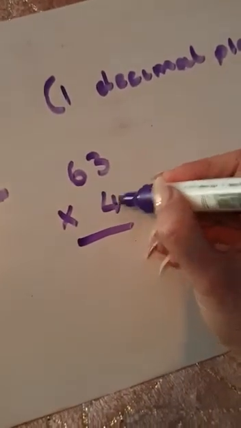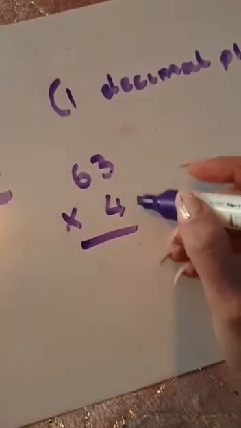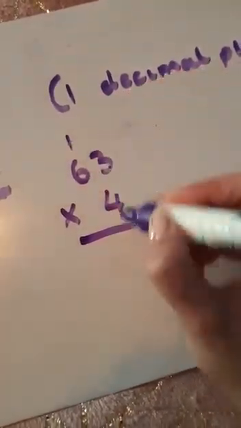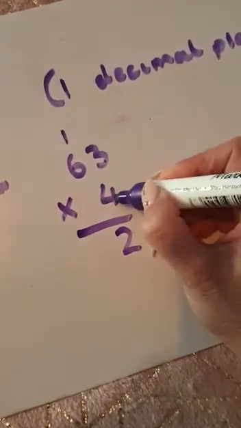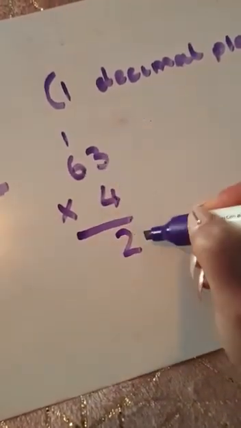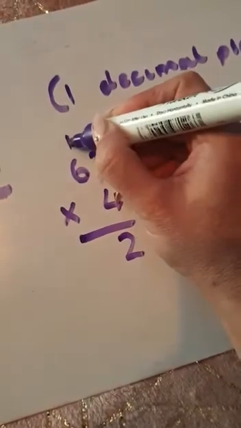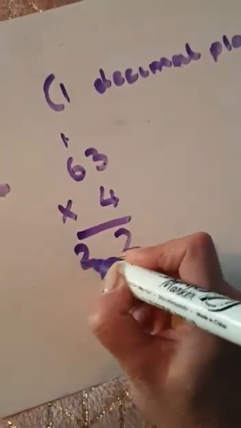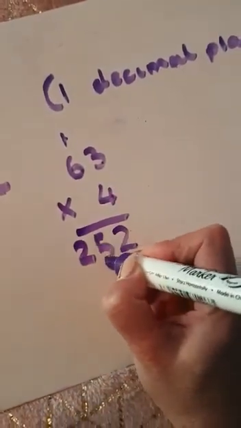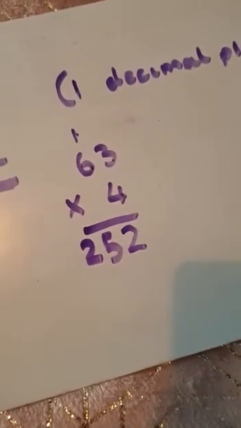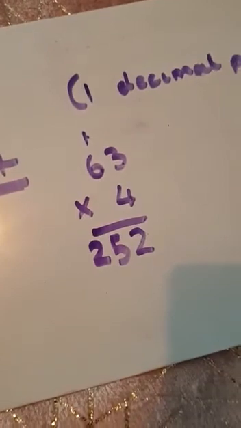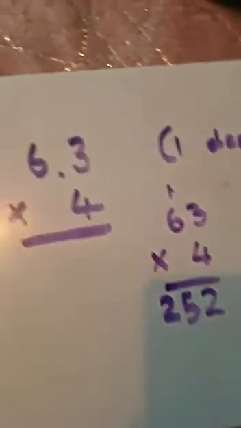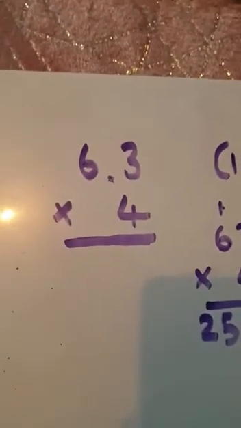Okay, so I'm going to do the math now. First, 4 times 3 is 12. So I put the 1 up there and the 2 down there. Now 4 times 6 is 24. Add the 1 to get 25. So my answer is 252. Well, that's my answer for 63 times 4, but not for 6 3/10 times 4.